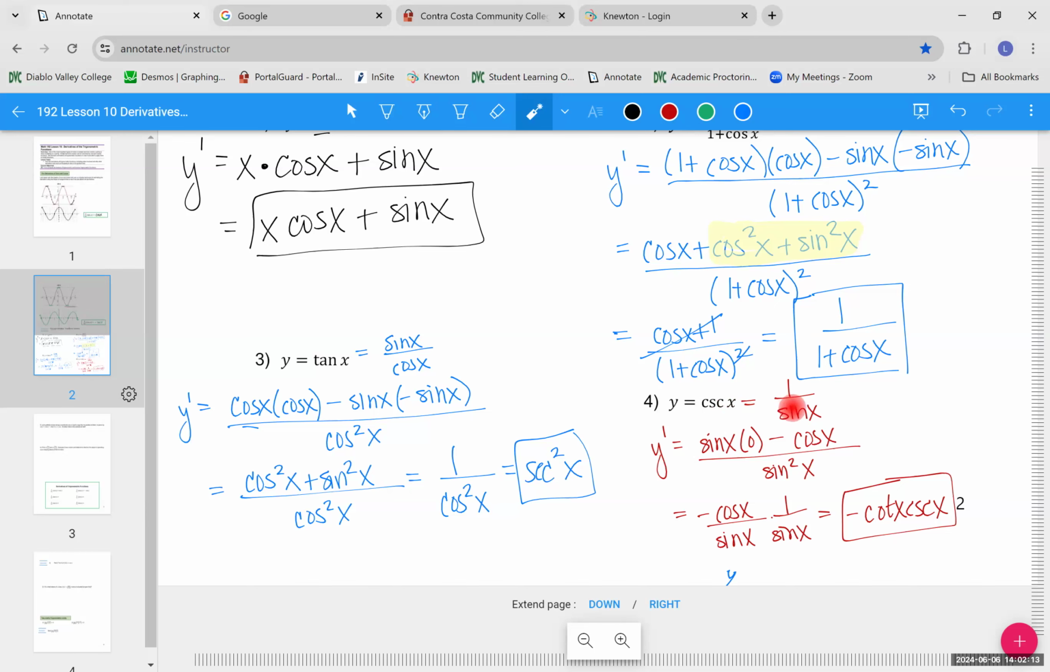Same idea number 4, but when I do low d high, the derivative of the top is just 0. So that's going to go away. Minus high d low. So I have just a negative cosine x on top. But you'll notice I rewrote the sine squared as sine times sine, because then that allows you to think of negative cosine over sine as negative cotangent times 1 over sine as cosecant. And so we traditionally use negative cosecant x cotangent x as the derivative of cosecant.